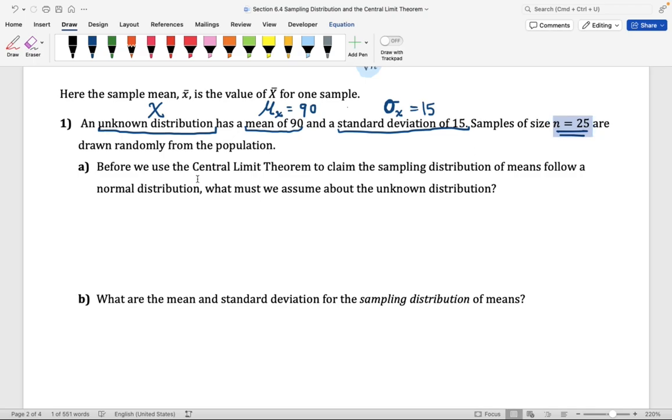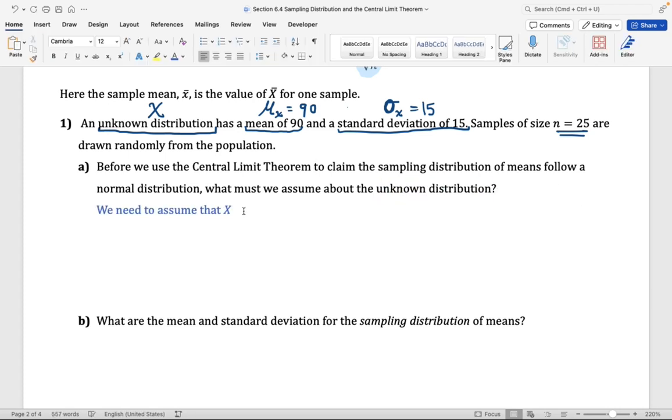If we wanted to apply the central limit theorem, before we use it to claim that the sampling distribution, which is the distribution of x bar, follows a normal distribution, what must we assume about the unknown distribution? What do we have to assume about x? We need to assume that x follows a normal distribution. Again, the sample size is less than 30.